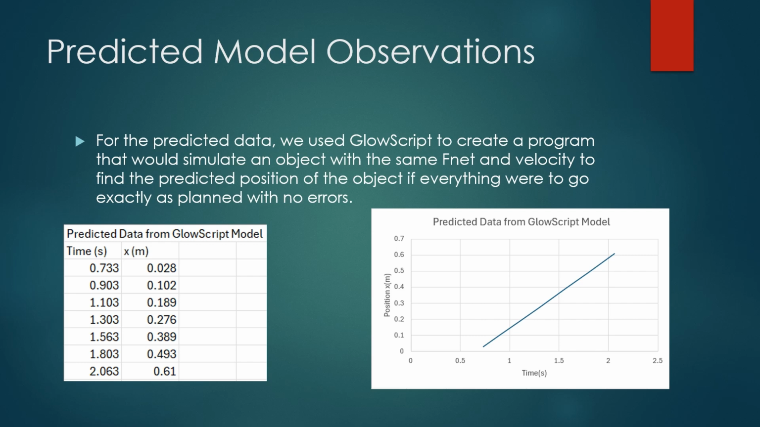For the predicted data, we used GlowScript to create a program that would simulate an object with the same Fnet and velocity to find the predicted position of the object if everything were to go exactly as planned with no errors. And in this case, the line is completely straight.